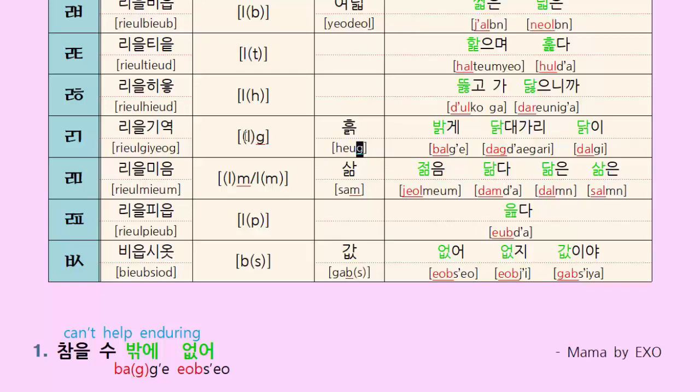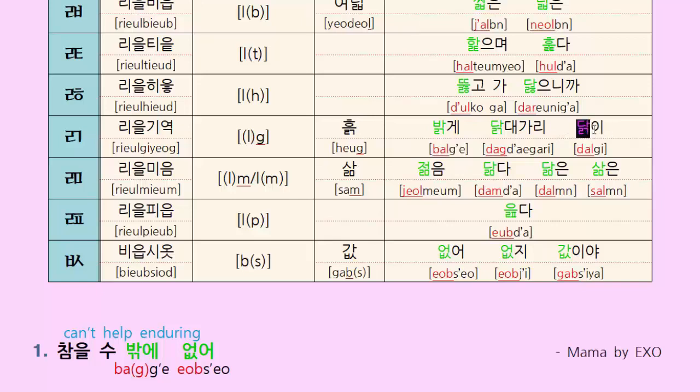The sound of 리을, L sound, is hidden. Now look at this example. When this letter is pronounced alone, it is pronounced as 박, 박. 리을 sound is still hidden. But when this letter is used with another letter, then the hidden 리을 sound gains its value. So it is pronounced as 발, 발. So we pronounce this like 밝게, 밝게.